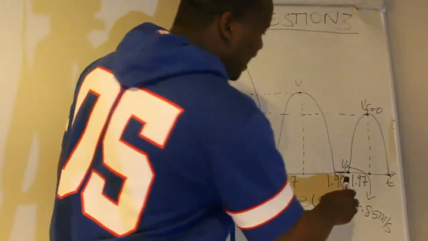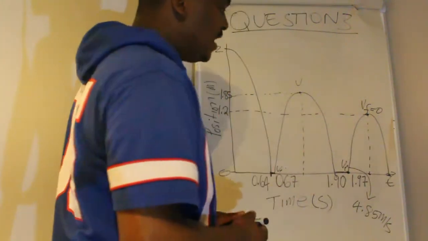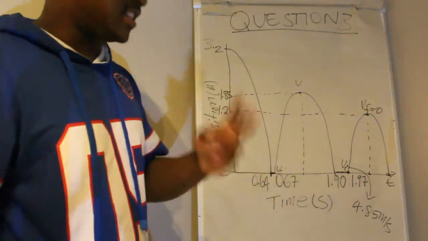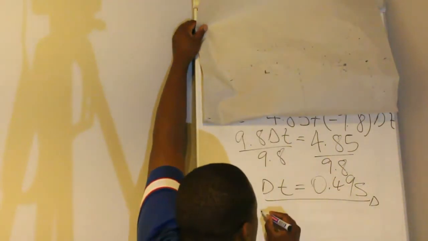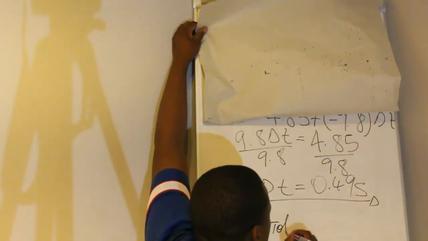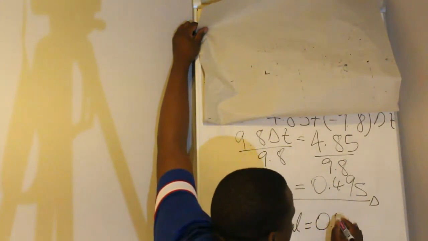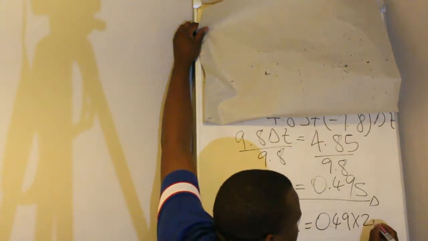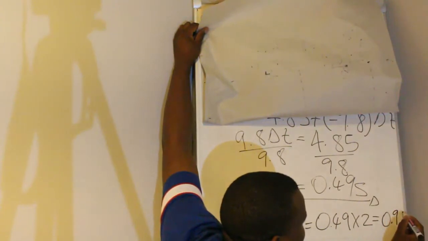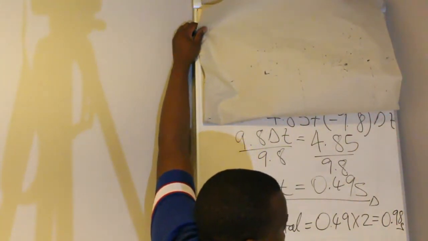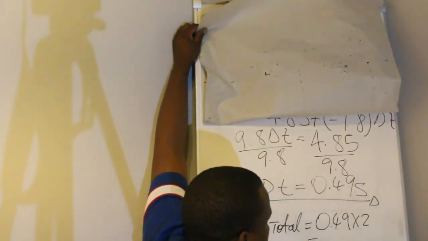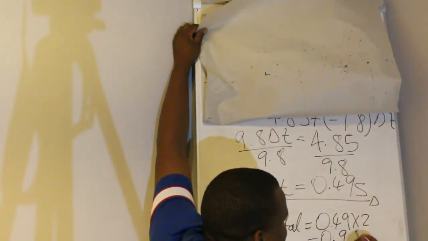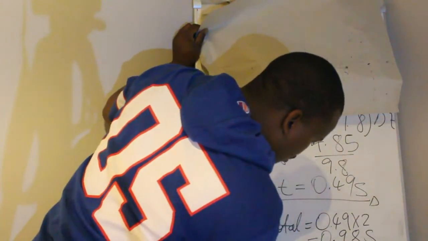So now, the entire time of the motion is 0.49 seconds times 2. So the time of the entire motion, T total, is equal to 0.49 times 2, which is 0.98 seconds. So this is the time of the entire motion.